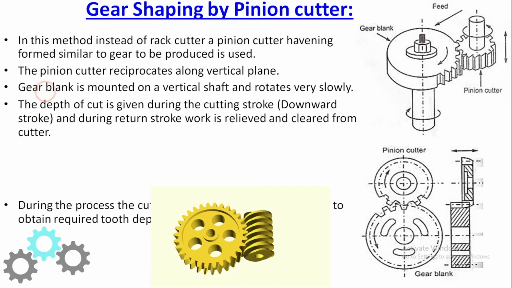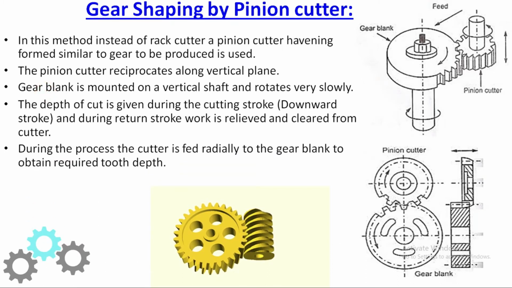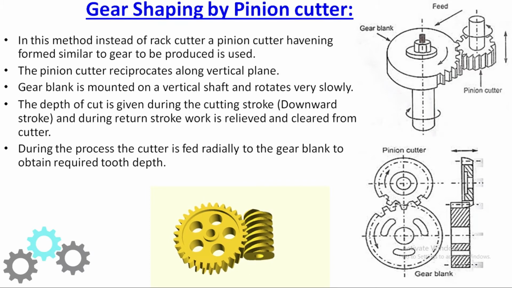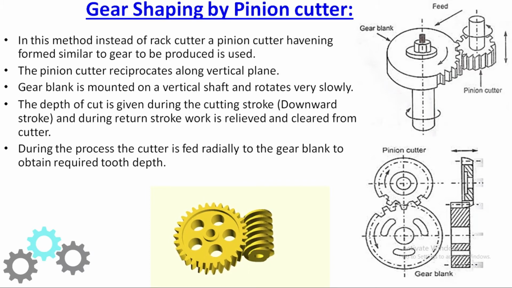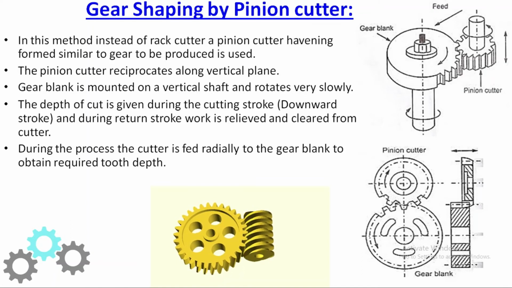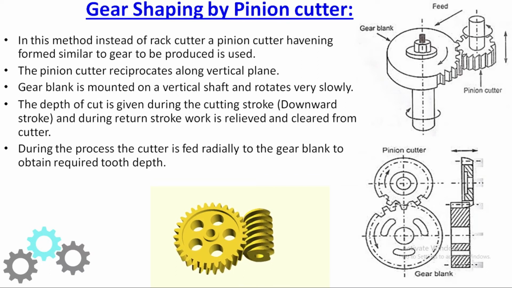Next, during the process the cutter is fed radially to the gear blank to obtain the required tooth depth. That is a very important thing, how much depth of teeth is required. It should be maintained with the help of the pinion cutter movement towards the gear blank. However much radial feed is given towards that gear blank, that much is the depth of teeth, which is easily maintained over that gear blank surface.